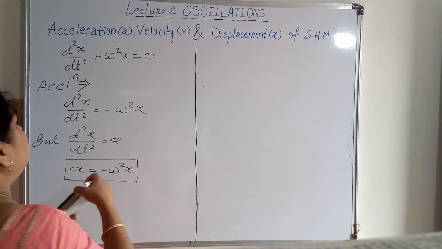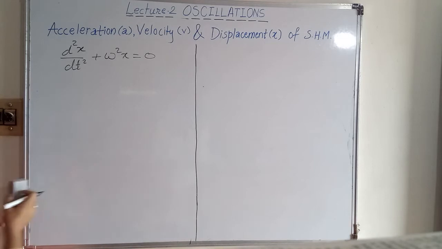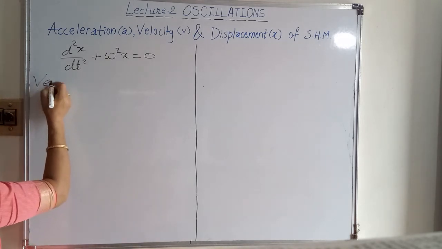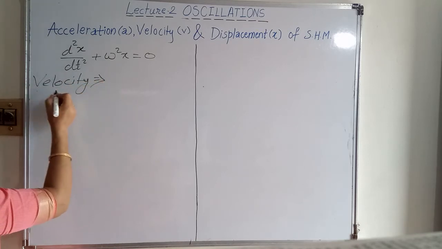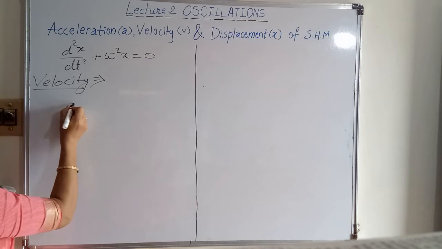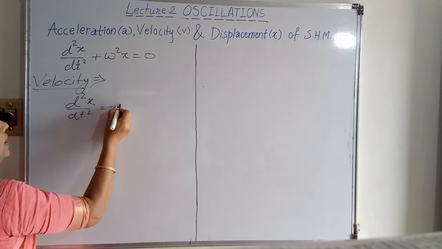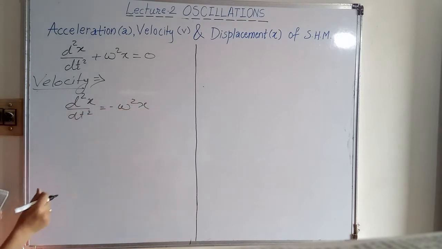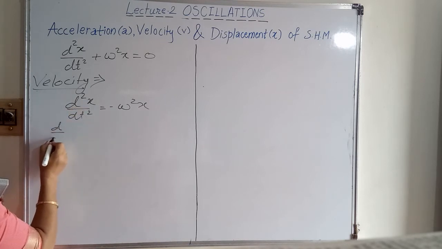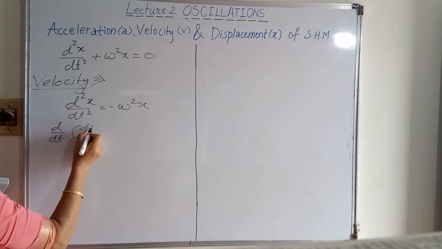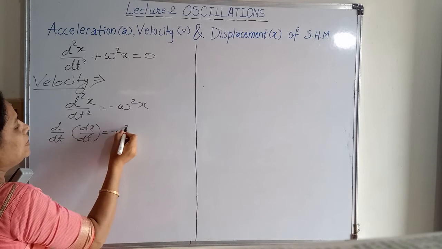Now let us see how to find the velocity. To find the velocity, we again use the differential equation. From the differential equation, I can write d square x upon dt square is equal to minus omega square x. This is the second derivative. We can rearrange this equation as d by dt of dx upon dt is equal to minus omega square x.